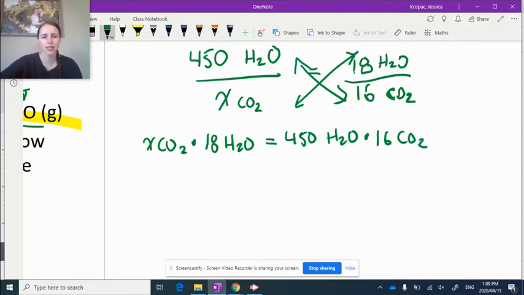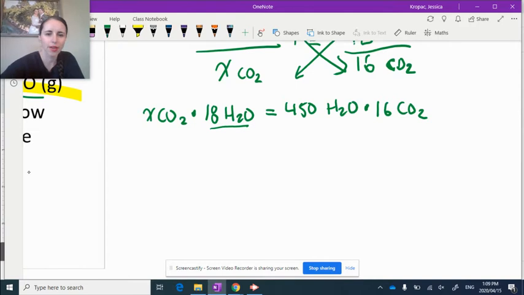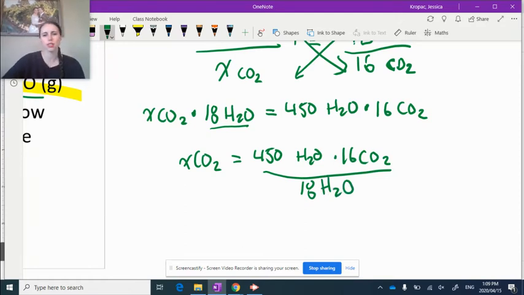Now I want to get X by itself. In order to get X by itself, I want to take this H2O and move it to the other side. So I'm going to take my X CO2 and my 18 H2Os, and I'm going to divide this side by it. What that's going to do is cancel out my H2Os. So I'm going to cross out H2O, I'm going to cross out H2O, and look at that, I'm left with CO2, which is the unit that I want to end up with.